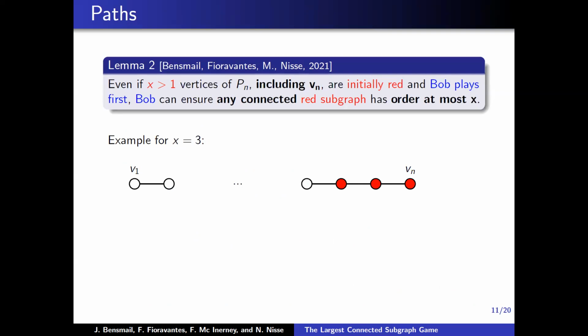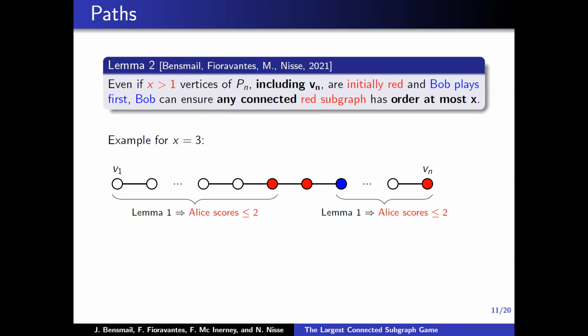The second lemma says that if there are x vertices that are initially red, and they include one of the ends of the path, and Bob plays first, then Bob can ensure that any connected red subgraph has order at most x. So here we have an example for x equal to 3. Bob covers this vertex. And so now, according to lemma 1, on the left, Alice can never score more than 2. Another configuration that was possible for x equal to 3 is this. Bob covers this vertex. On the right, by lemma 1, he's good. On the left, by lemma 1, Alice scores at most 2. And then if you add that last vertex, then it's at most 3. So still at most x.